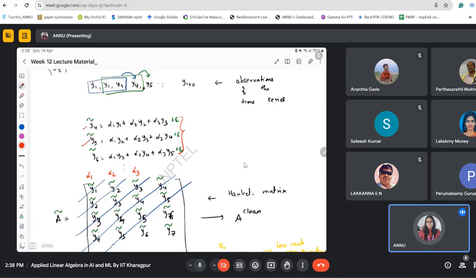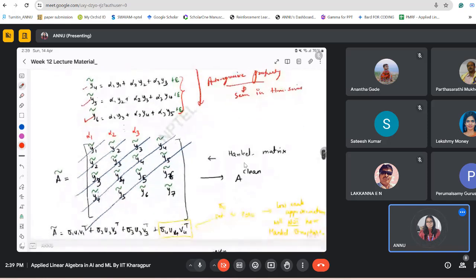This y2 is coming here, y3 is coming here, y4 is coming here, then y5. Okay, this is actually neither Toeplitz nor circular. Circular means if this is a row, then it will be circulating like this in the second row, and like this in the third row. But this is called the Hankel matrix. Okay, so suppose it is A tilde. This is called a Hankel matrix. You remember.